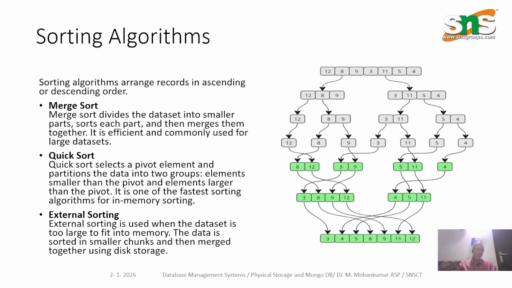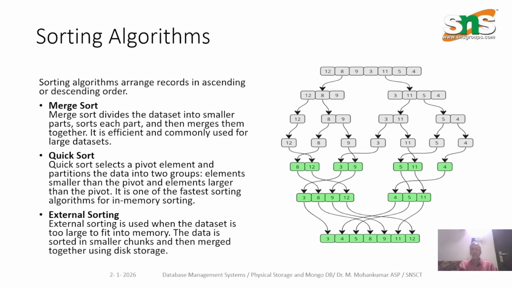So we have different types of sorting algorithms. From data structures itself, we have an idea of different types of sorting algorithms, that is merge sort, quick sort, and external sorting. Merge sort divides the data into smaller parts, sorts each part, and then merges them together. It is efficient and commonly used for large data sets.